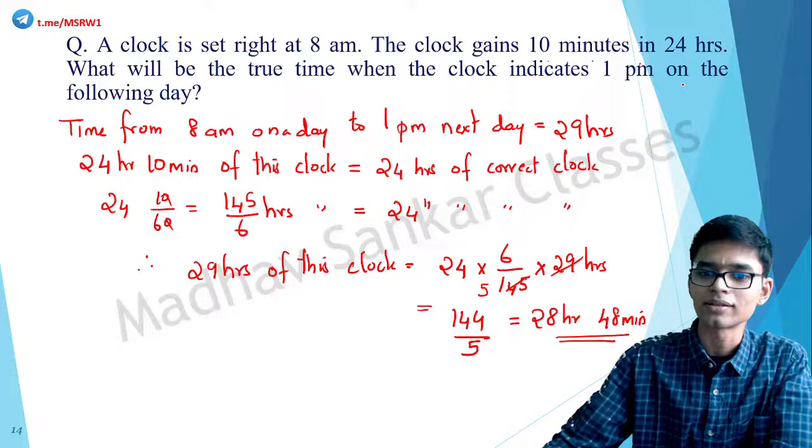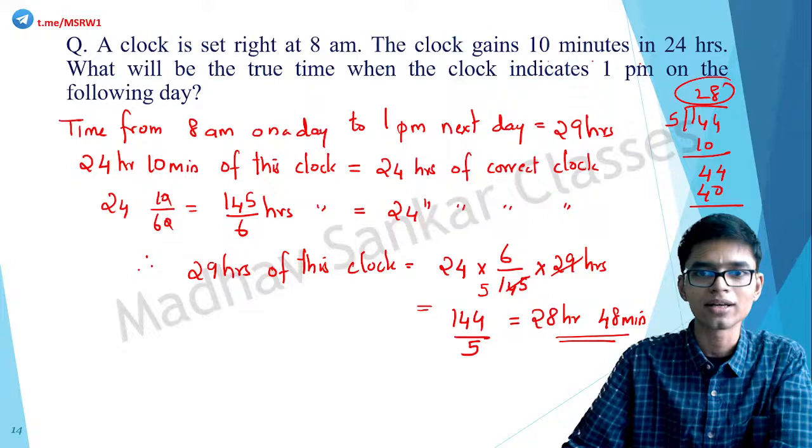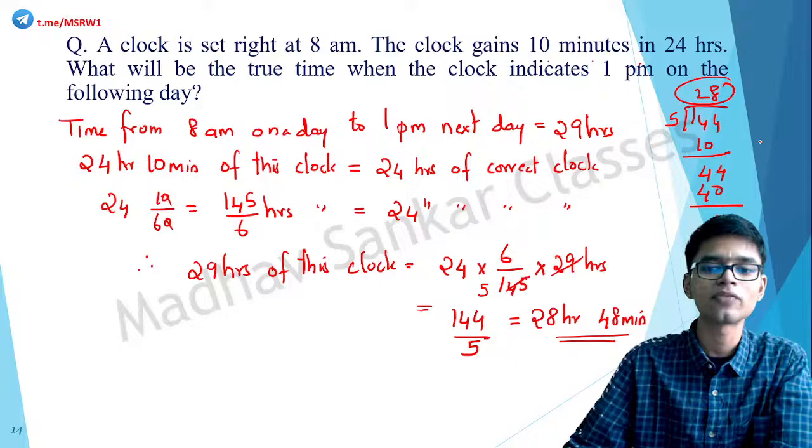Okay, simple calculation. 144 divided by 5. 2 5s are 10. Remaining is 4. The next 4 comes down. 8 5s are 40. Remaining is 4. So 28 hours. Then this is remaining, correct? 4 by 5. 28 and 4 by 5 hours. Okay, what is 4 by 5 hours? 4 by 5 hours is 48 minutes. Multiply it by 12.